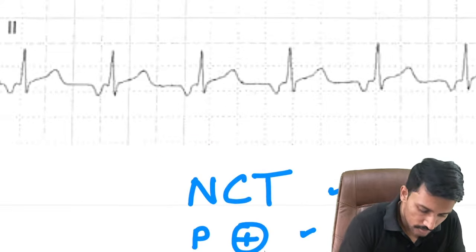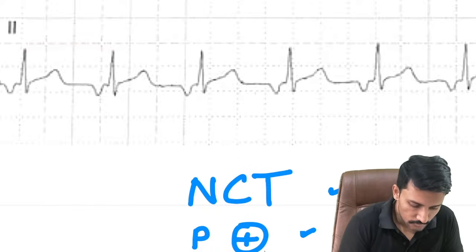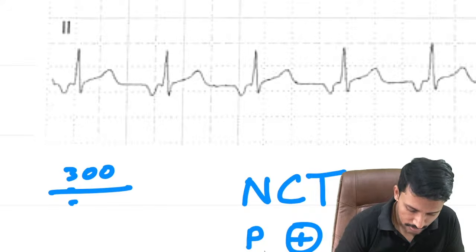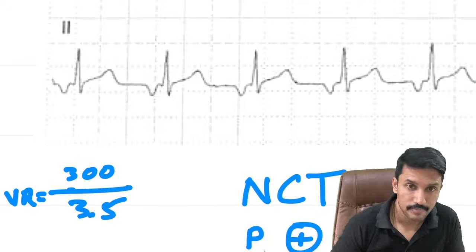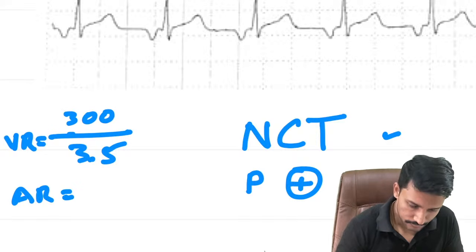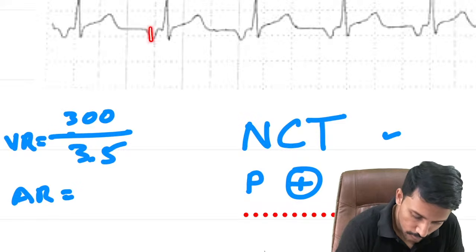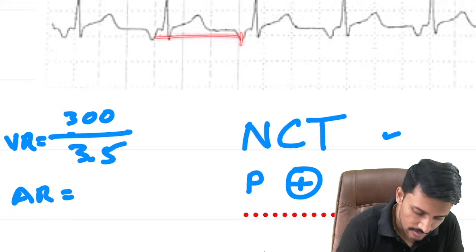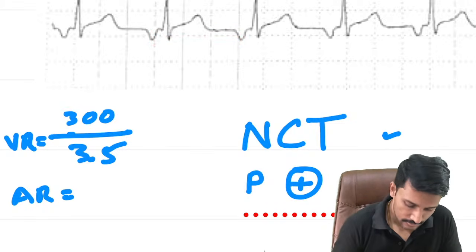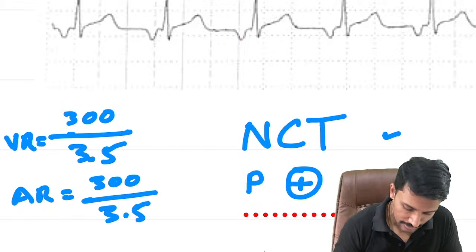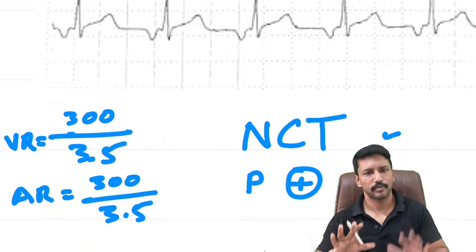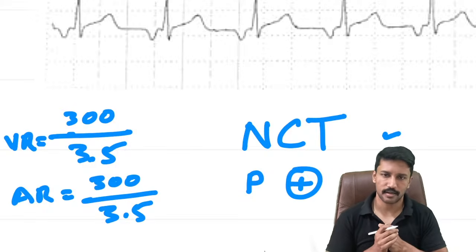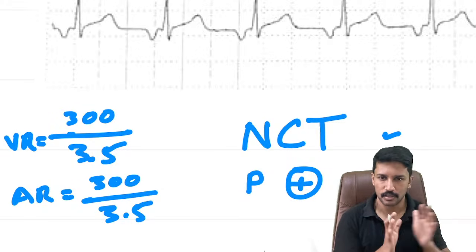Now, if I have to calculate the ventricular rate here, 1, 2, 3, 3.5, right? So 300 divided by 3.5 gives me my ventricular rate. And if I have to calculate the atrial rate, then I have to look at the PP interval, right? This also appears to be 3.5, right? 300 divided by 3.5. I don't know what value will come out, but whatever the value, both are equal. Atrial rate is equal to ventricular rate.